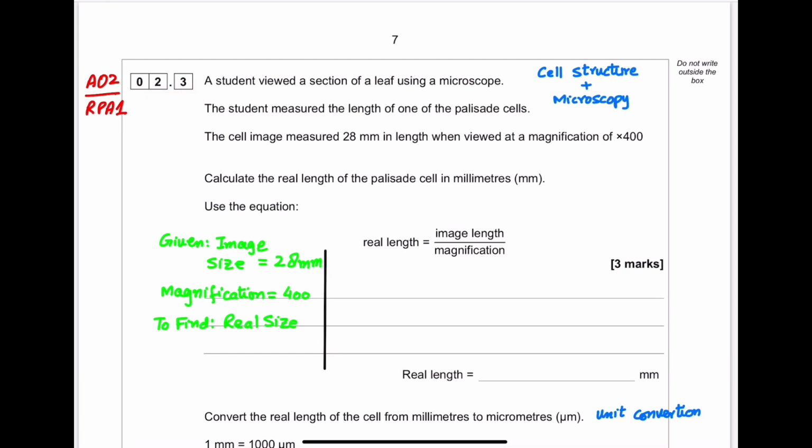2.3 is an AO2 question where the students need to apply their knowledge, and this question is related to practical activity number 1 in combined science, and this question is from cell structure and microscopy. A student viewed a section of a leaf using a microscope. The student measured the length of one of the palisade cells. The cell image measured 28 mm in length when viewed at a magnification of 400 times. Calculate the real length of the palisade cell in micrometers.